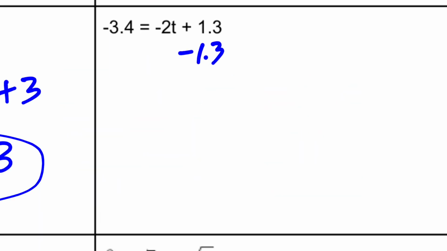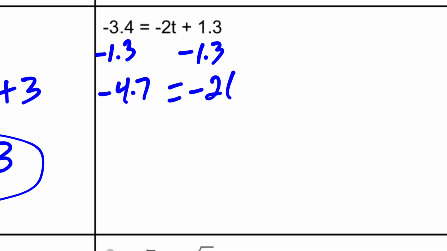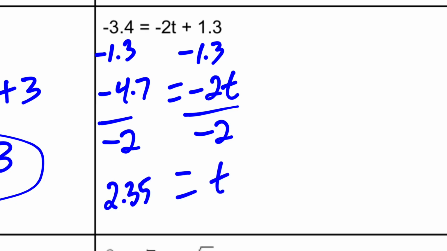First thing I do is subtract 1.3 from both sides. This gives me a negative 4.7 is equal to a negative 2t. Then I divide by negative 2 on both sides. I get a positive 2.35.